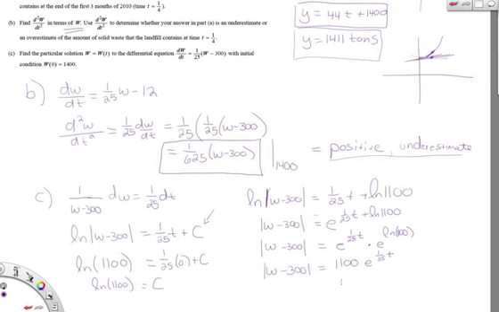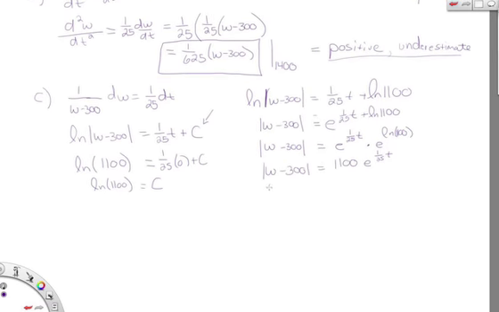Okay, so now with the absolute value, I know that whatever is inside of here can be positive or it can be negative. So technically I would write W minus 300 equals positive 1100 e to the 1/25 t, and I'll solve that, but I also should write negative 1100 e to the 1/25 t. Now I've got to figure out, after adding 300, which one of them actually works. And I think it's going to be the positive one. But the way we do that is we plug in the initial value they gave us and we see which one it works for. So this simplifies to 1100 e to the 1/25 t plus 300.